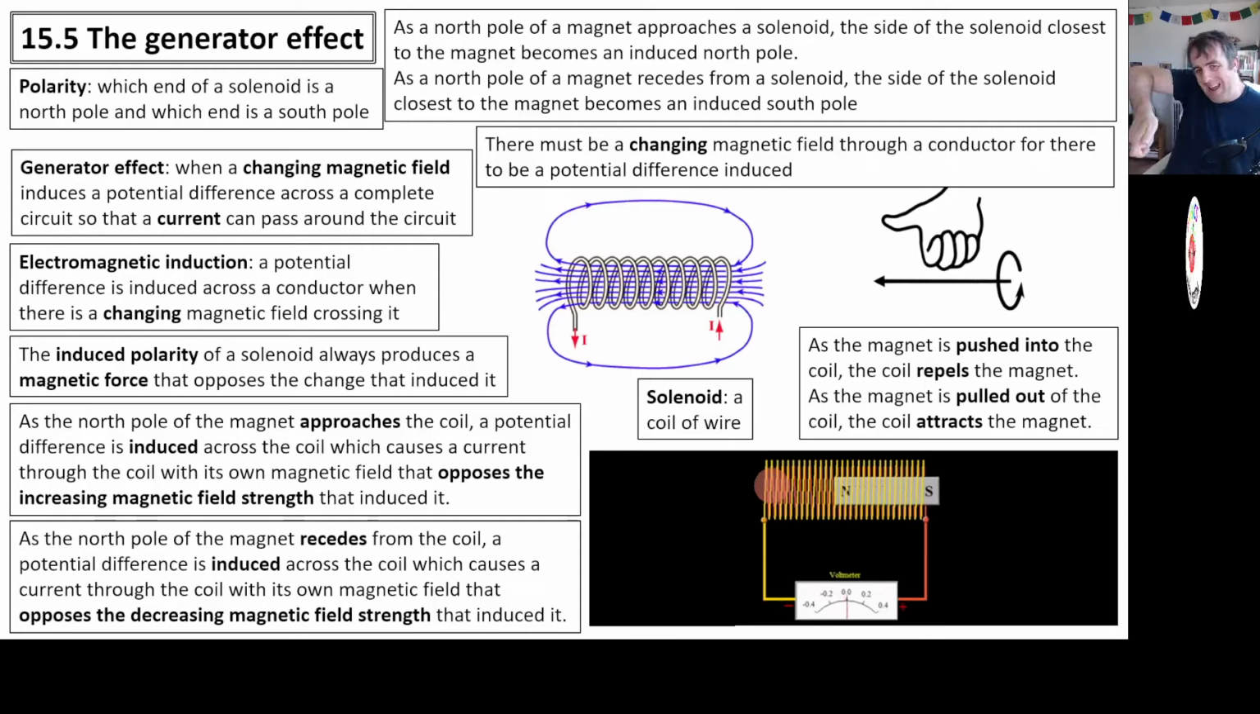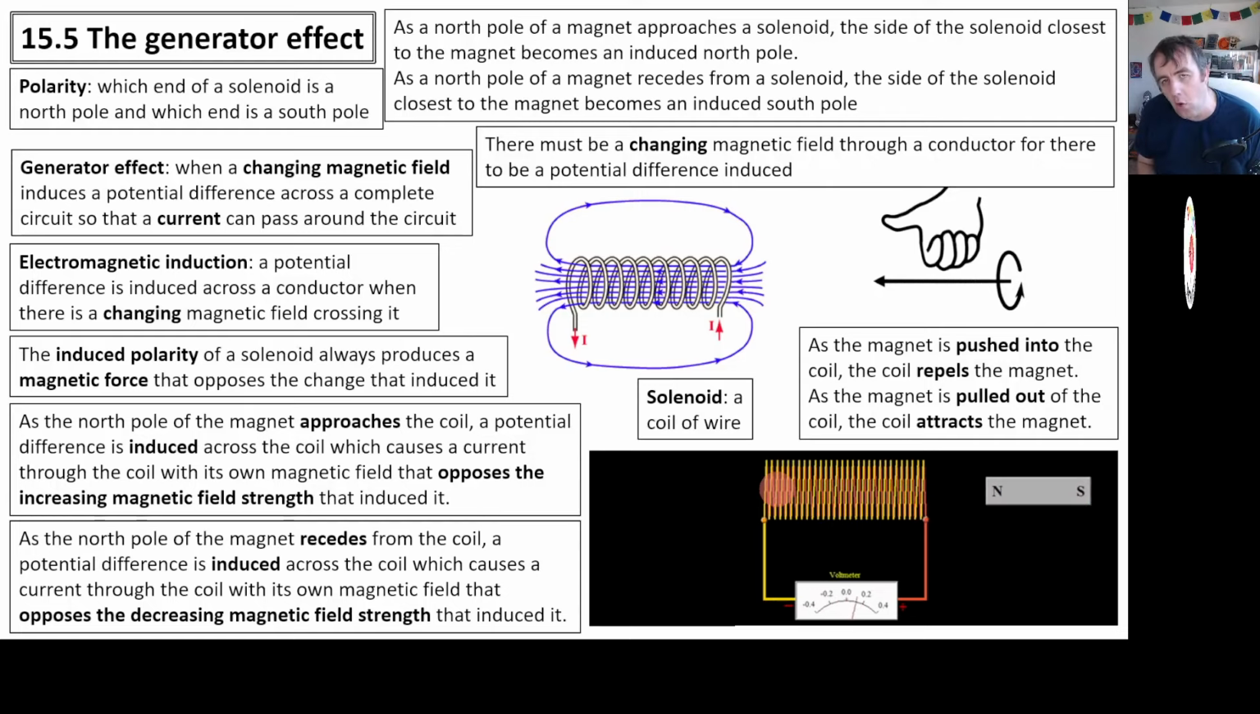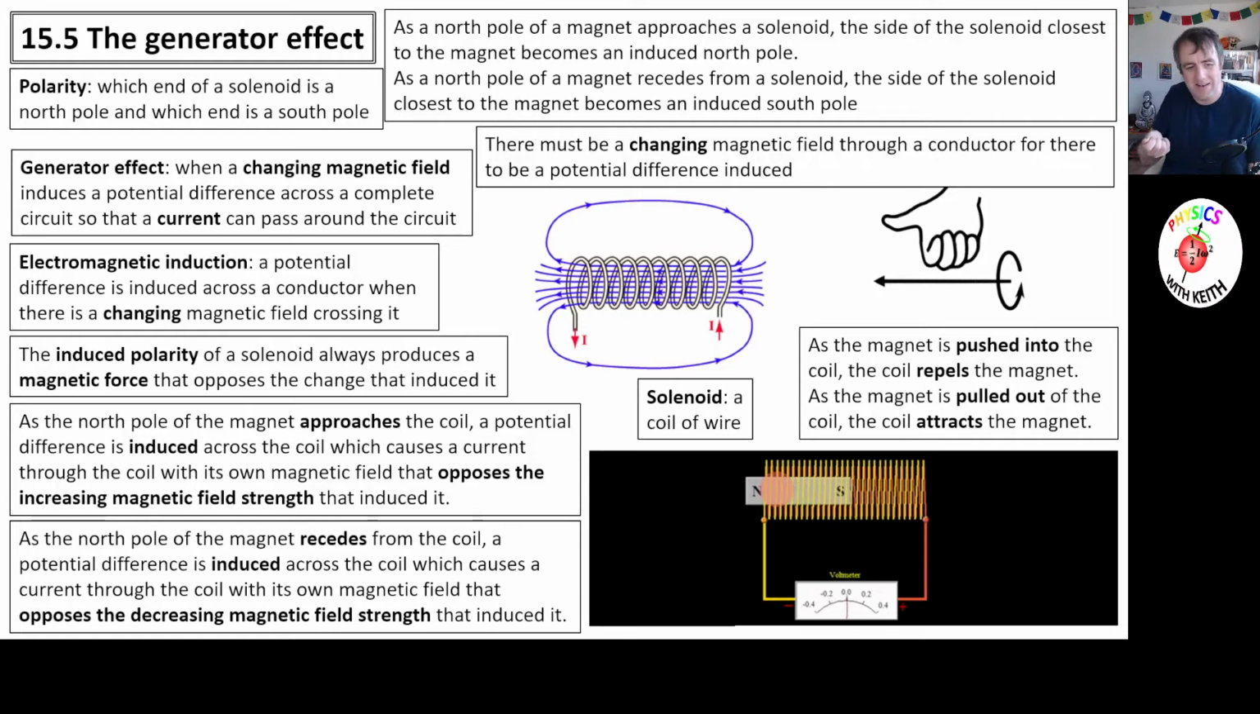If I pull the magnet out of the left-hand side, then the left-hand side of the solenoid has a north pole induced to attract the magnet back. So whether I'm pushing the magnet in the left-hand side or pulling it out of the left-hand side, the coil is going to have a magnetic field induced with an induced polarity that causes me to have to push or pull, to exert a force on that magnet so that I'm doing work.